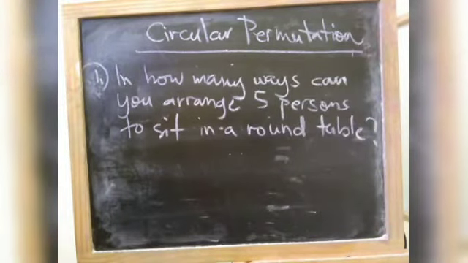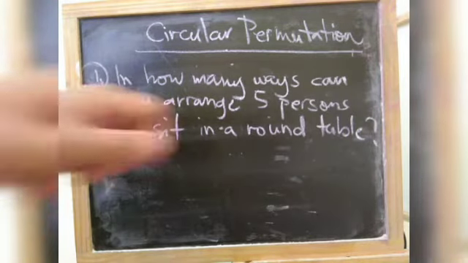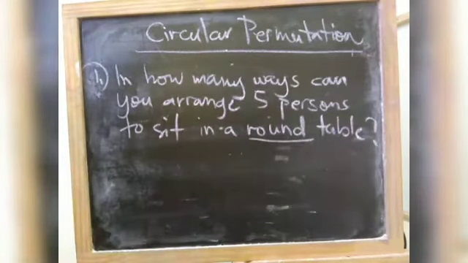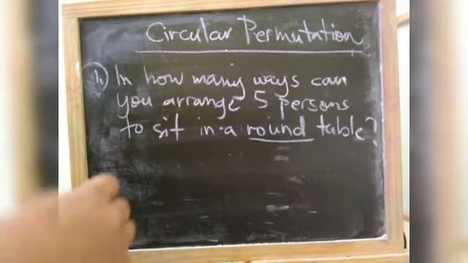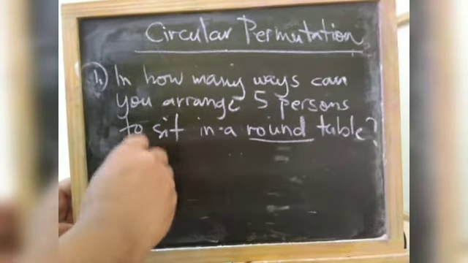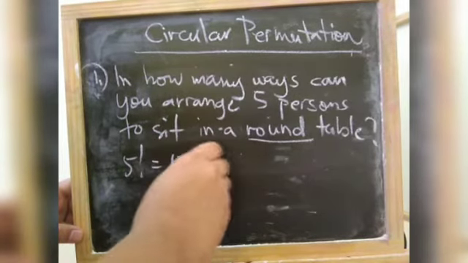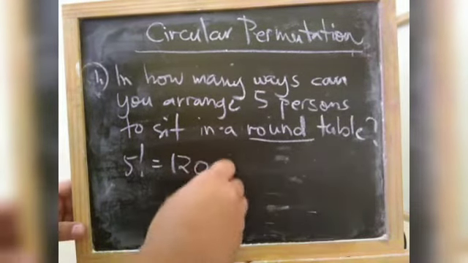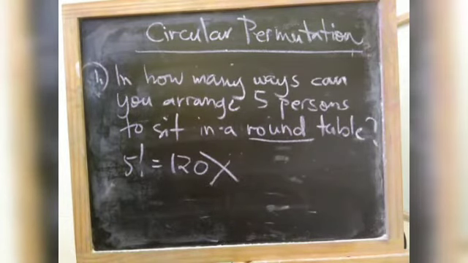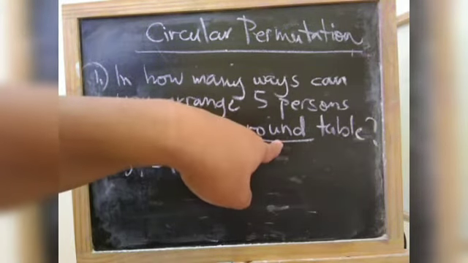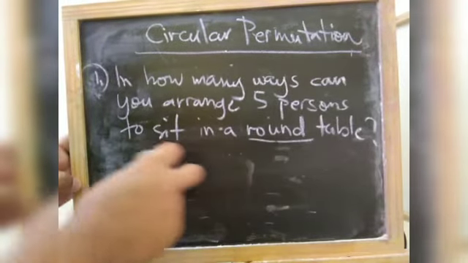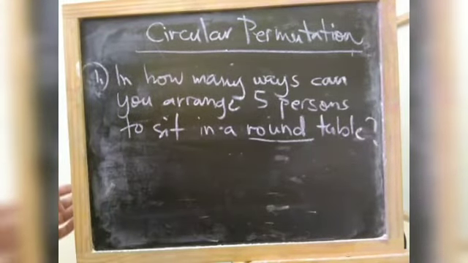Okay, so, let's have now this particular example here. In how many ways can you arrange 5 persons to sit in a round table? So, take note, we're pertaining here to a round table. So, it is simply not a linear permutation. If it were a linear permutation, that would be easy. 5 factorial would be the answer, which is equal to 120. But no. It is not linear. Take note, you're about to sit them in a round table. So, it means its permutation is circular.